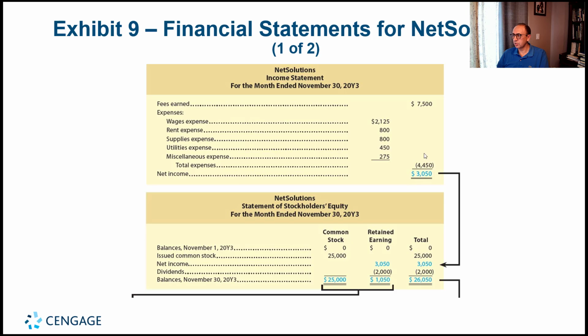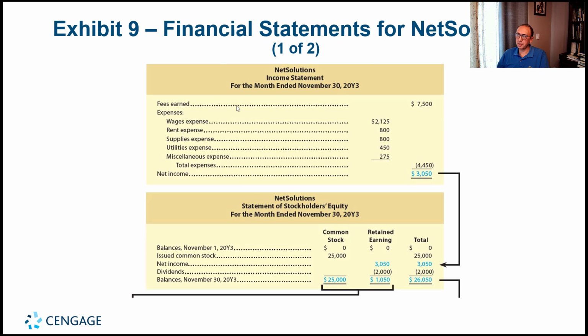The composition of the total expenses are all these expenses, starting with wages expense, rent expense, supplies expense, utilities expense, and miscellaneous expense. When we add them up, we move them to the right column, and that's the total here. But we put them between parentheses because we're going to subtract them from the fees earned. So that's the first statement that we usually start with.